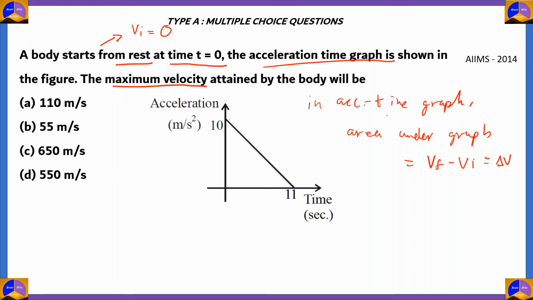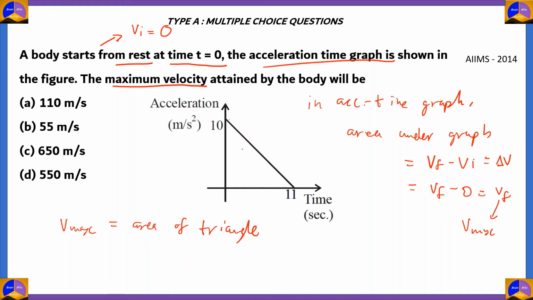So in order to find the maximum velocity, after putting in the value of Vi, we know that the area under the graph is equal to Vf minus 0, which is equal to Vf, that is the final velocity. And the final velocity is Vmax, the maximum velocity. So to find Vmax, we just need to find the area of the triangle.